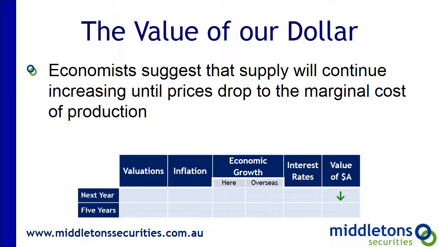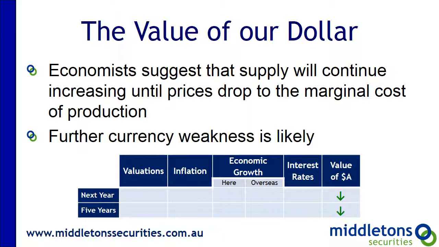Economists tell us if there's money to be made, then someone will try to make it, so the level of supply will continue to grow, and this will cause prices to fall further. It all stops when it's no longer worth producing more. Prices are still well above the marginal cost of production, so further price weakness seems likely in the medium term, and along with it, further falls in the value of our currency.